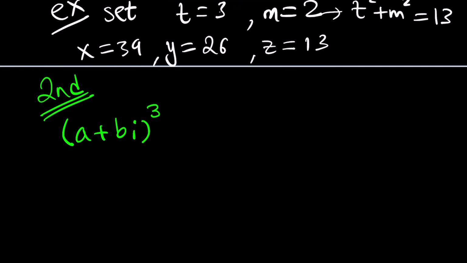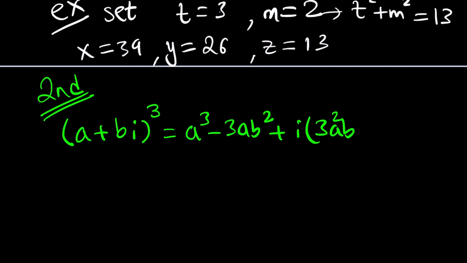So we're going to go ahead and cube this. And when you cube this, let me tell you something. You're going to get a bunch of terms from the binomial theorem. But to keep a long story short, when you separate the real parts and the imaginary parts, you should get something like this. And you can definitely check this out by cubing a plus bi. But that's what you should be getting.